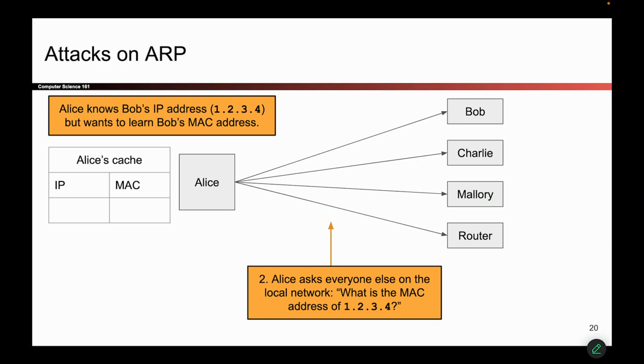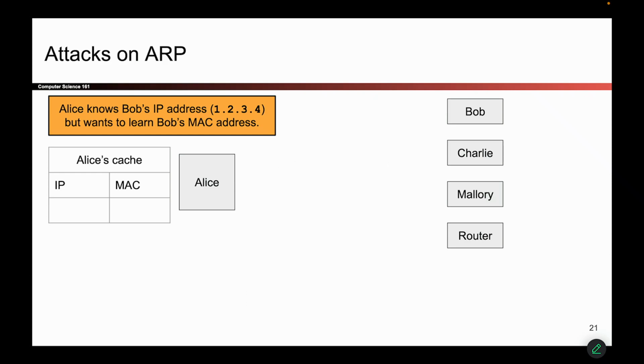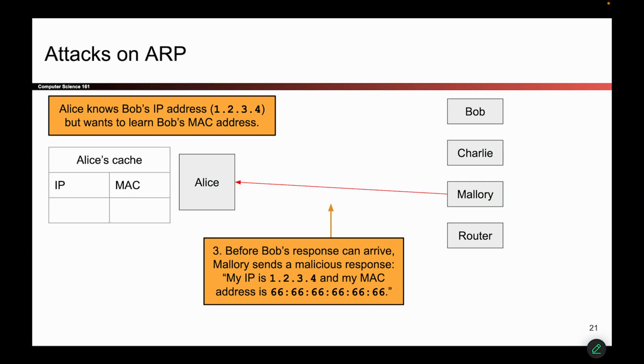Try and think maliciously. So if Mallory is malicious, maybe she sends a fake answer, and she says, I am 1.2.3.4. Now, is that actually true? No, that's not Mallory's IP address, but she can lie and pretend like that's her and say, my MAC address is this really evil-looking MAC address, and we'll send this back to Alice. So Mallory hears the request and sends this malicious response before Bob's response can arrive. And then eventually Bob sends a response.